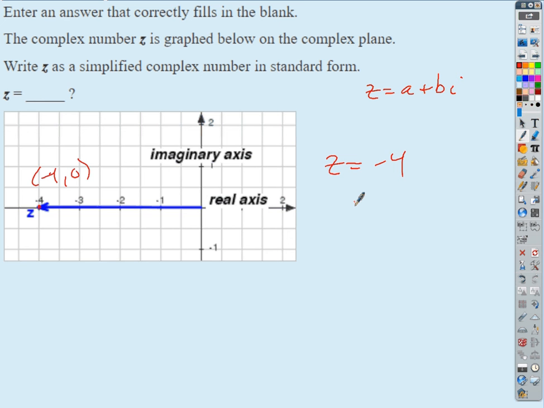You used to call it the number line in like 3rd grade, and then after a while you started to call it the real line. That's the real line. Every real number sits on the real axis in the complex plane, right?